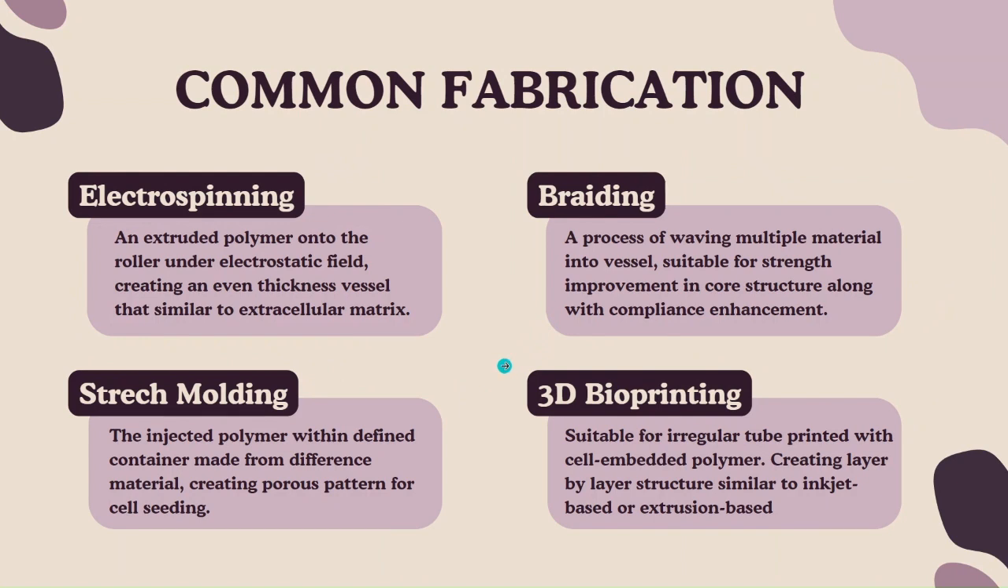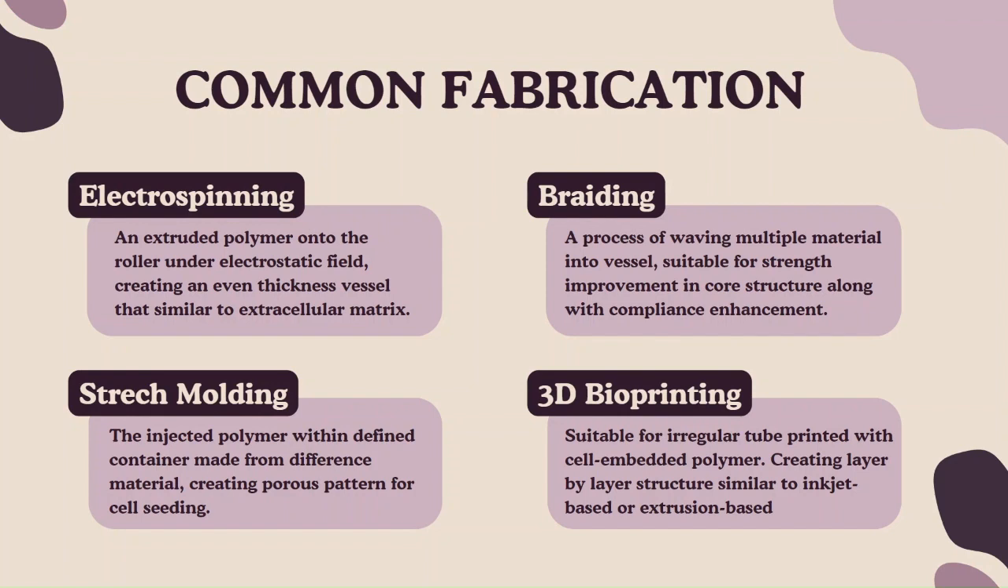For the common fabrication process, there are 4 fabrication processes. The first one is electrospinning, which is the ideal fabrication process at the moment. It extrudes polymer on a roller under a high voltage electrostatic field. Not only does it create a distinguished extracellular matrix pattern, but also an even thickness of the vessel.